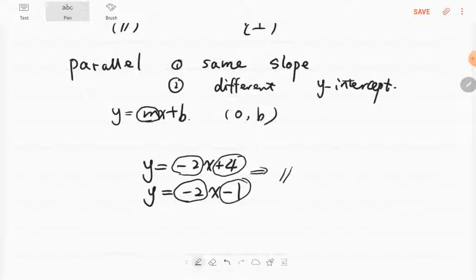But some students will ask, the second condition is different y-intercept, but if they are the same, what will happen? What's our conclusion? If same slope and same intercept, then these two lines will be exactly the same. So that's just the same line. We cannot say it's perpendicular or parallel for the same line, right? If the first is the same and the second is different, then there will be two different lines. Then we can say these two are parallel to each other.